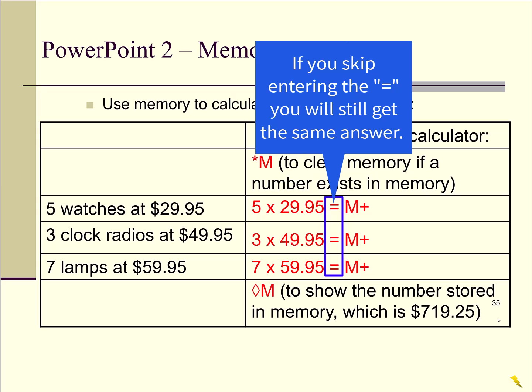So let's do asterisk M to clear, 5 times 29.95. Don't hit equal, hit M plus. And then 3 times 49.95, M plus. And then 7 times 59.95, M plus. And then to show us the number that is in memory, we hit Diamond M, and you should get $719.25. So it's up to you if you want to hit the equal sign or not.